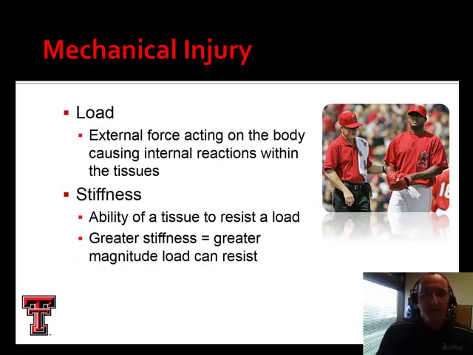Now, another definition we use is that of load, and this is when we have an external force that acts on the body and it causes those tissues to respond. Stiffness, on the other hand, is not what we're usually thinking about. If we say, oh, I lifted yesterday and I'm really stiff, that's not what we're talking about here. Stiffness is a mechanical property that tells us how much a particular tissue can resist load. So the greater the stiffness, the greater the magnitude that tissue can resist. So for instance, bone has a significantly higher stiffness than adipose tissue or muscle tissue for that matter, just simply due to its inherent makeup.